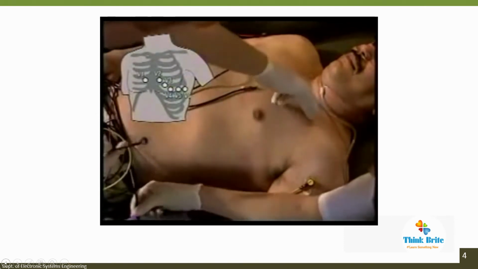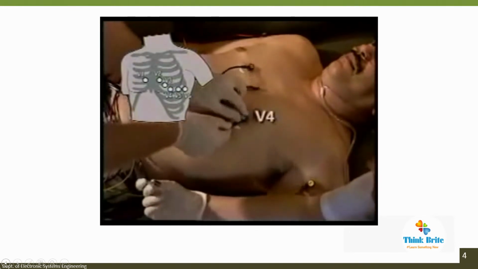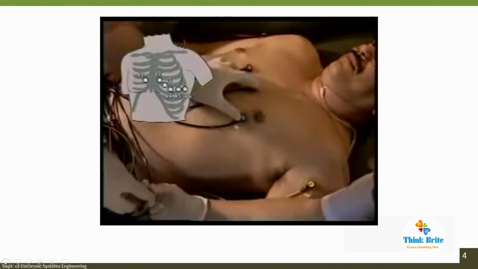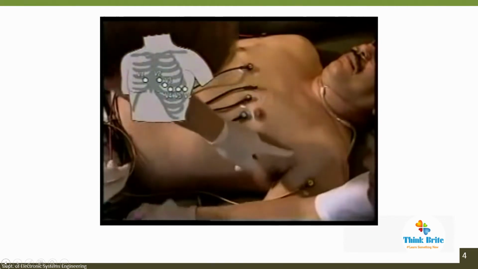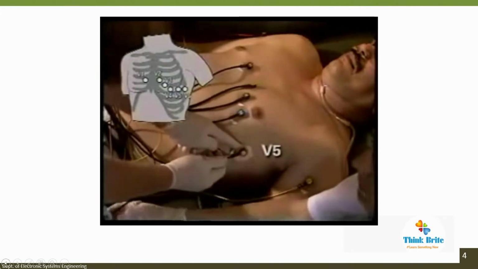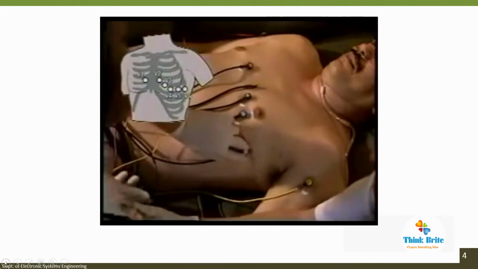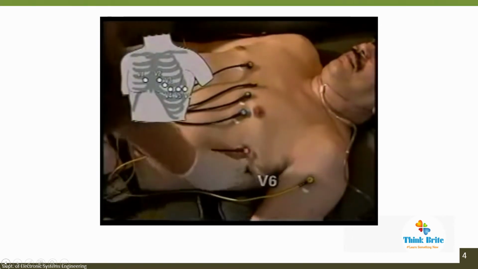Skip V3 for the moment. V4 goes in the mid-clavicular line, fifth intercostal space. V3 is positioned between V2 and V4. The V5 electrode is horizontally level with V4 in the anterior axillary line. V6 is also horizontally level with V4, in the mid-axillary line.